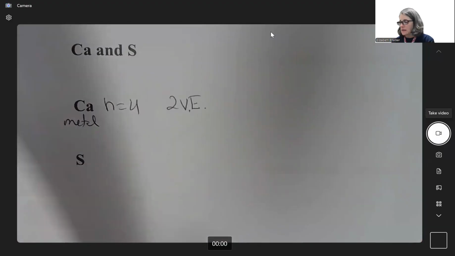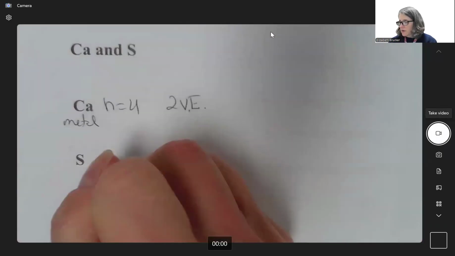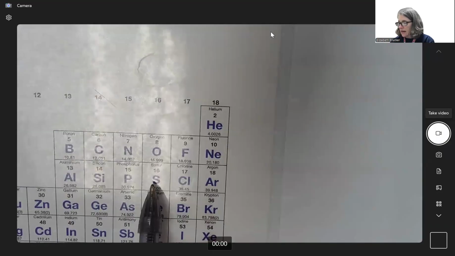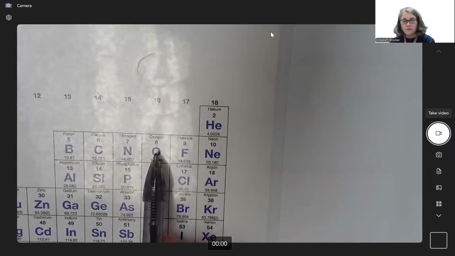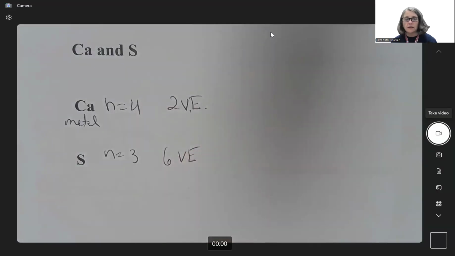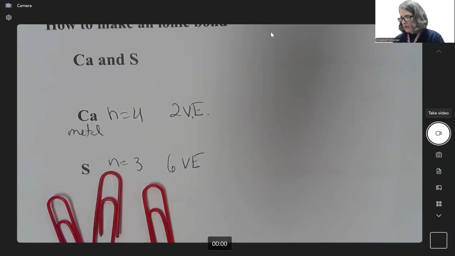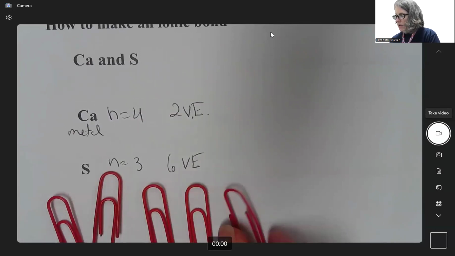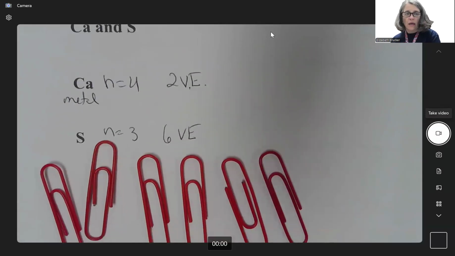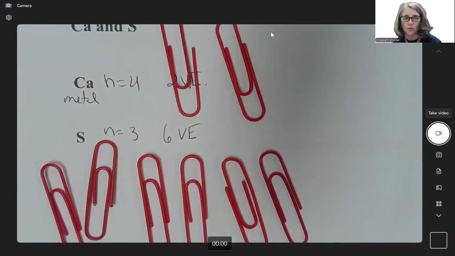Sulfur is on the right-hand side, a non-metal. Okay. Do you notice that it's in the third energy level? So write down third energy level. It has 6 valence electrons. So write down 6 valence electrons. So again, if we're doing the paper clips, I have 6 valence electrons, but I want 8. Okay. And calcium has 2 valence electrons in its outermost ring.